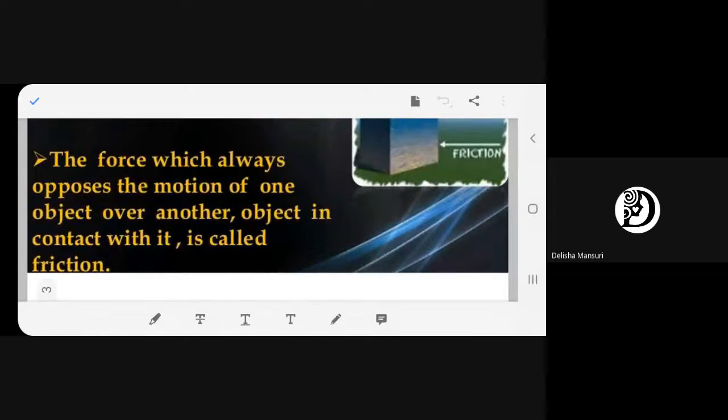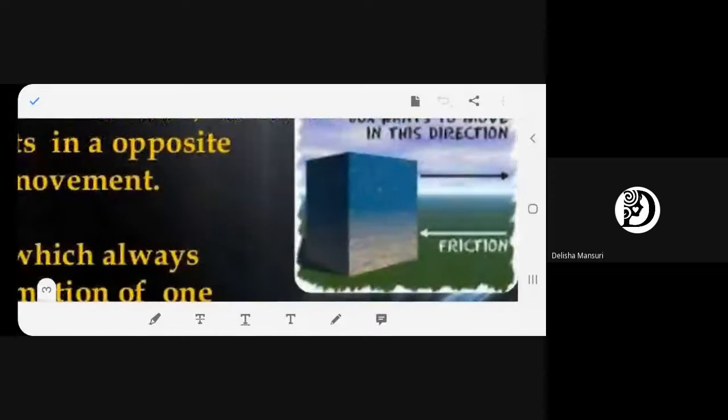The force which always opposes the motion of one object over another object in contact with it is called friction. This is an opposing force which opposes the motion of one object. One object was what? The wheel of the trolley. What was the other object? It was the surface of the floor, which is in contact. That is called friction. So friction is also a force, right? Friction is also a force.